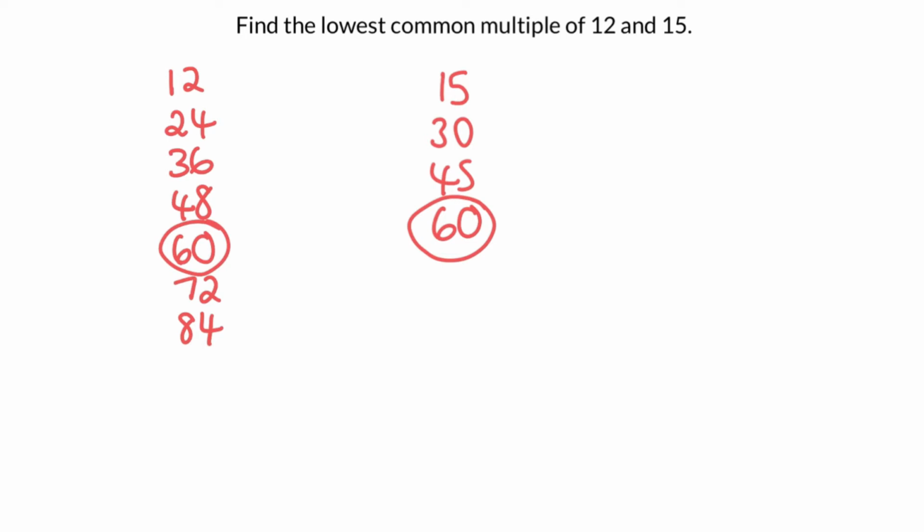So 60 is the first number to appear in both lists, so that must be the lowest common multiple of 12 and 15. As you get better at these questions, you might find that writing out your times table is a little bit long-winded, but while you're starting out, it's a good visual way to get used to what the question's asking you to do.